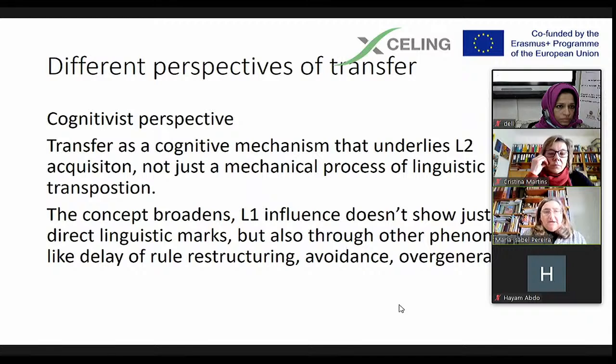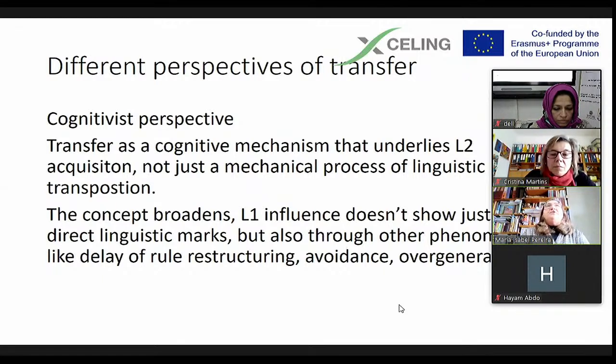So the concept is wider. L2 influence doesn't manifest just through the direct linguistic marks as before, for instance, in the contrastive analysis paradigm, but also through other phenomena. And we will see it later, well, at the end of the talk.